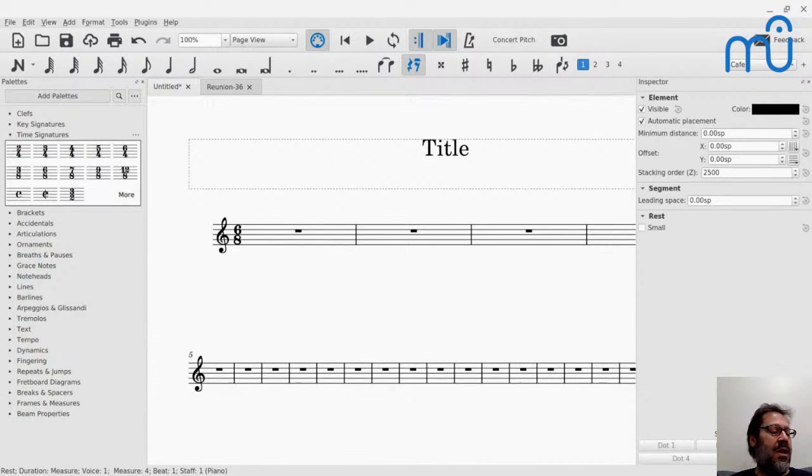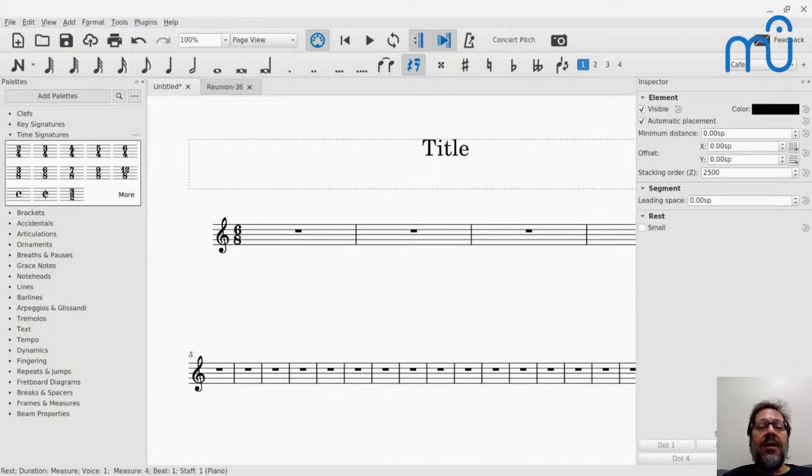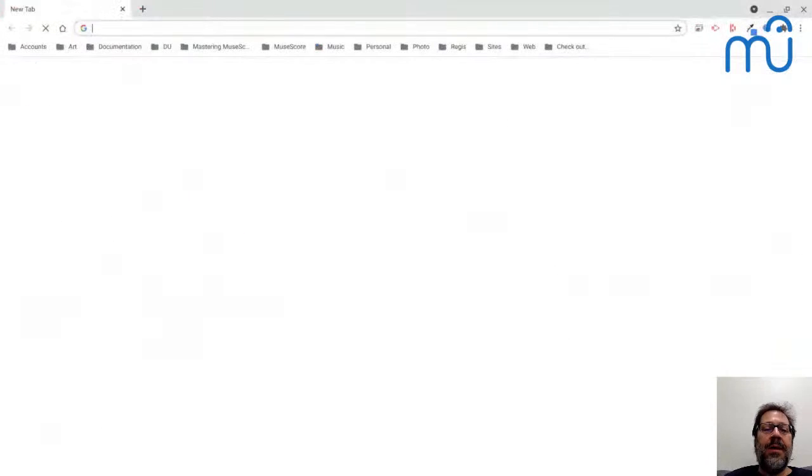The plugin is called Tempo Changes. And like all plugins, you have to go to musescore.org to download it. It's not pre-installed. But if you go to musescore.org under the download menu, in fact, let me just show you how to do that because that would be a useful thing, right?